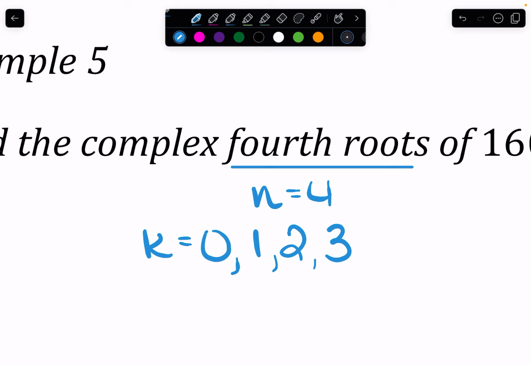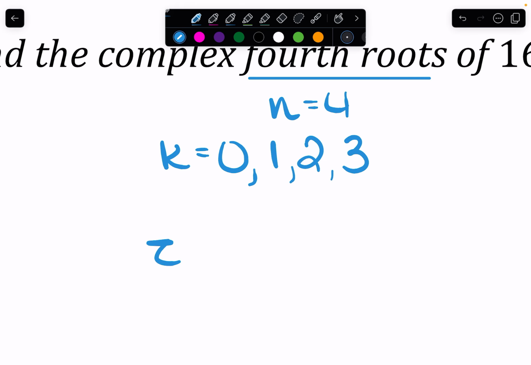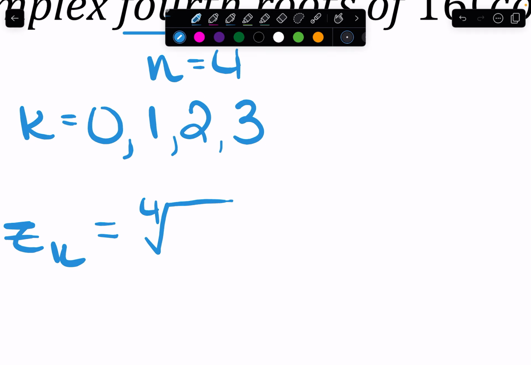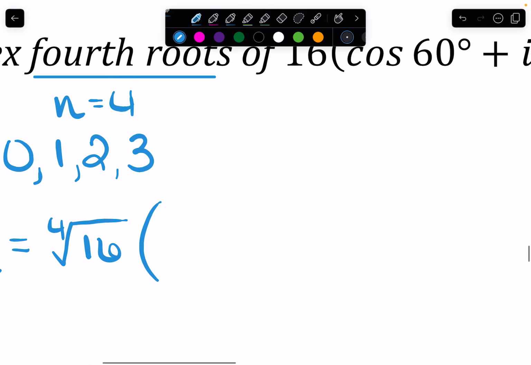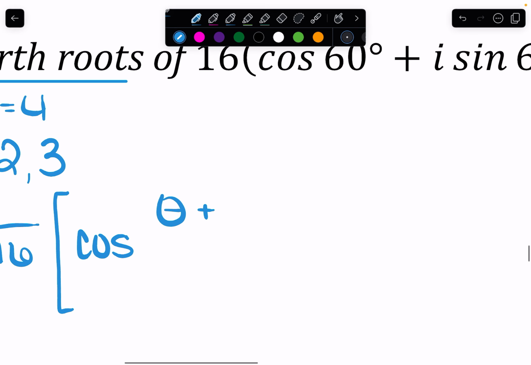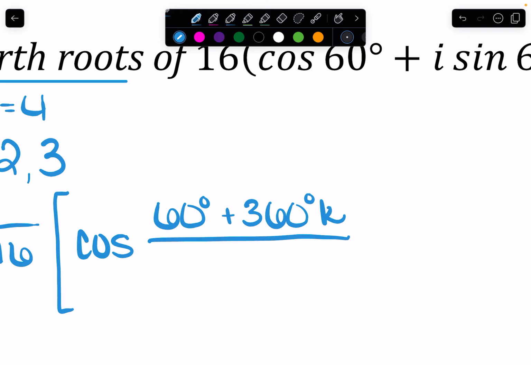First thing I'm going to do is get my formula set up. z sub k is going to be the fourth root, because we're doing the nth root, of r, and r is 16, times the quantity, I'm going to use a bracket here instead, cosine, and it says degrees, so we're going to use the 360 format. Theta plus, whoops, I forgot to plug in theta, 60 plus 360k over 4.